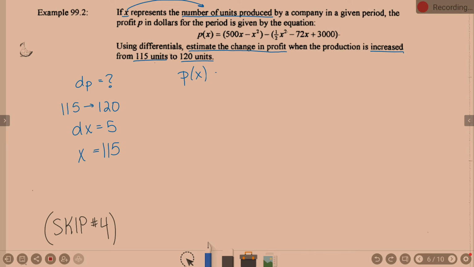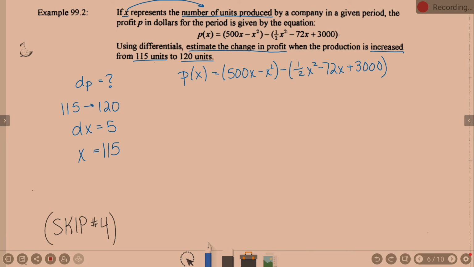Okay, P of x, let me write this down. 500x, whoops, try that again. 500x minus x squared minus the quantity 1/2 x squared minus 72x plus 3,000. Okay, so if that's P of x, we need to find dP. There's two different directions I could go with this, and I don't necessarily have a thought of which is better.